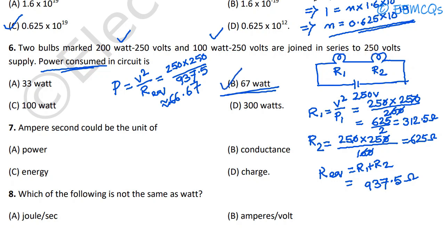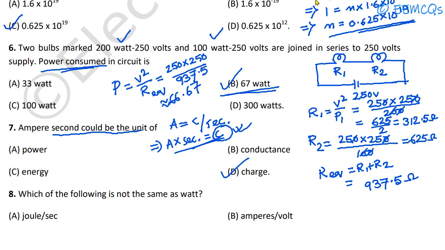What question number 7 says: ampere second could be the unit of. So what is ampere? Ampere is equal to coulomb per second. So ampere second is equal to coulomb. And coulomb is a unit of charge. So option number D here is the correct answer.